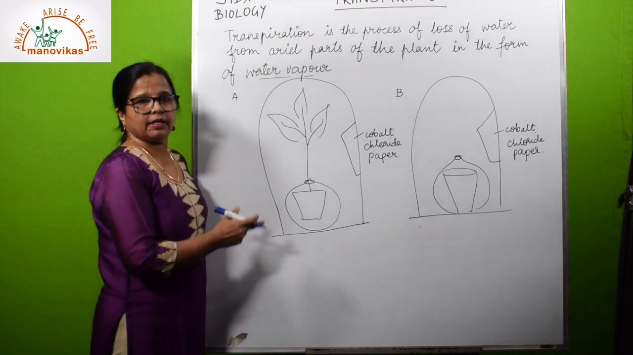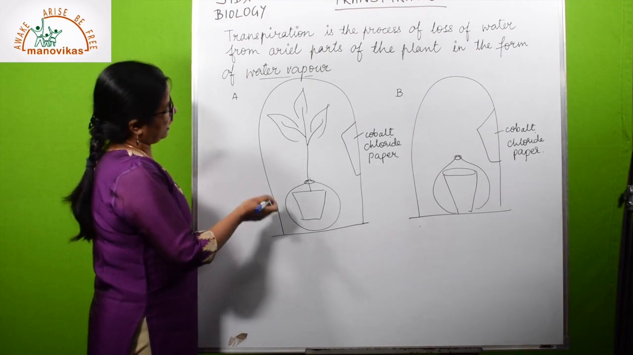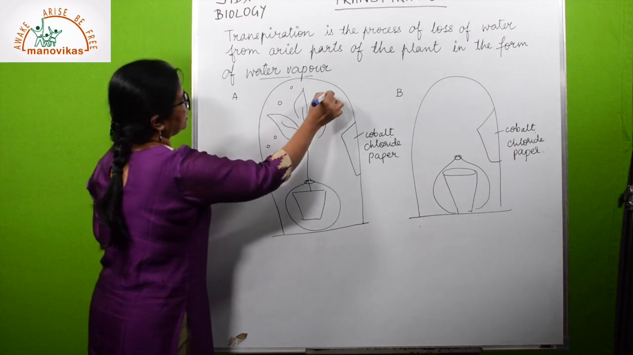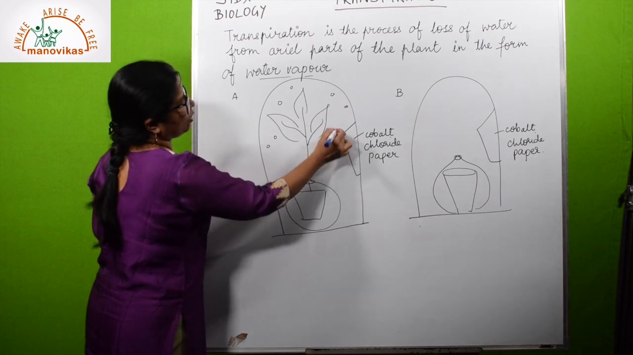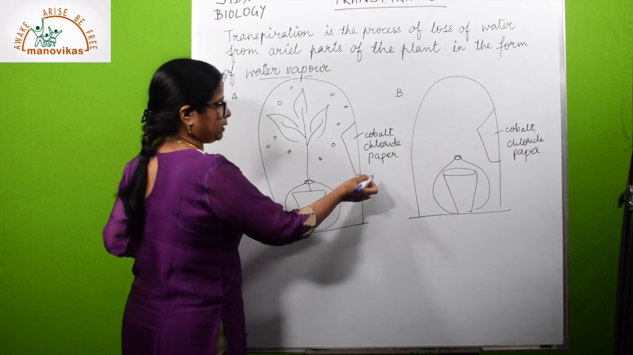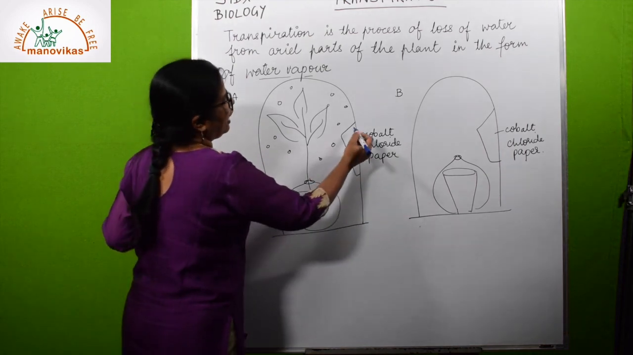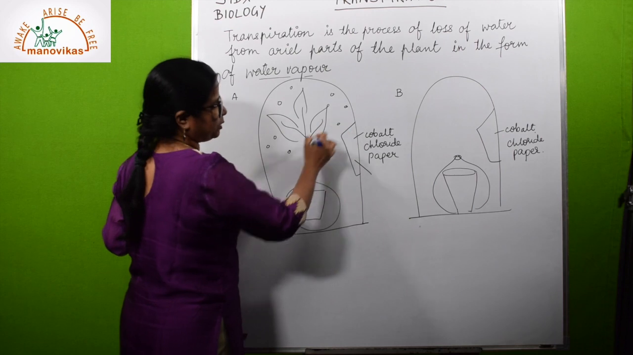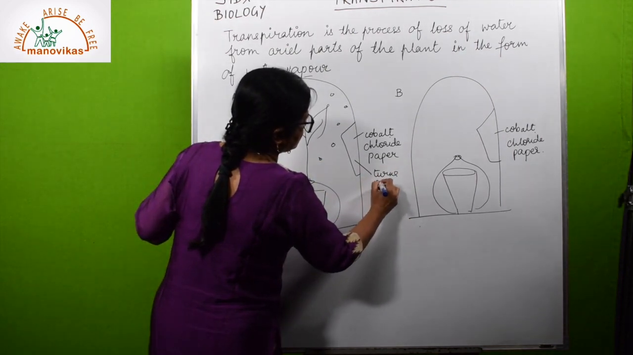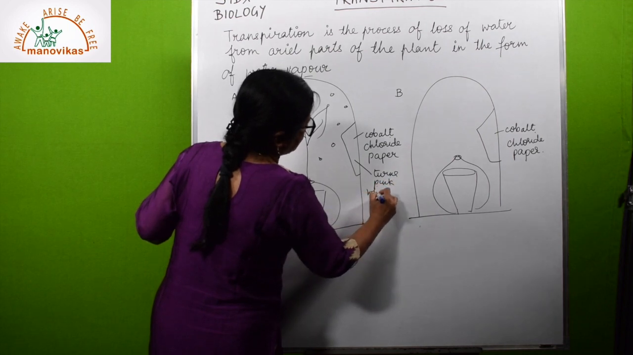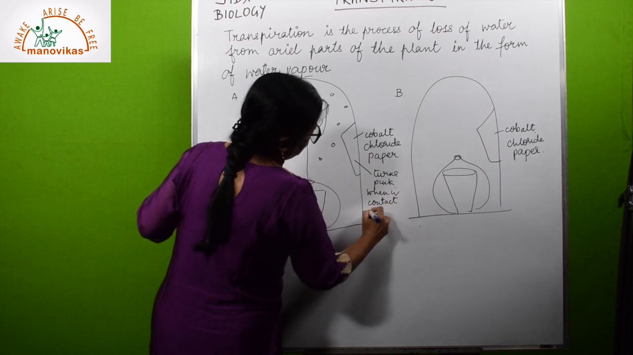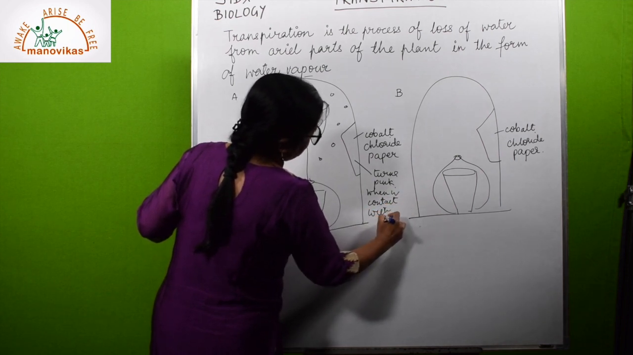We keep this setup in the sun for a while, and after a while you will see water droplets have condensed and gathered here on the walls of the bell jar. Also this cobalt chloride paper, its speciality is that after it comes in contact with moisture, it turns pink. Originally it is blue. It turns pink when in contact with moisture.